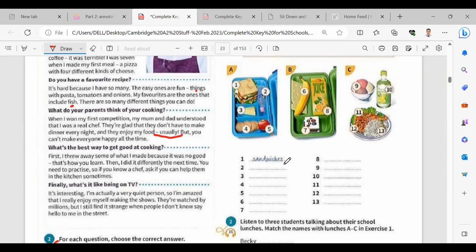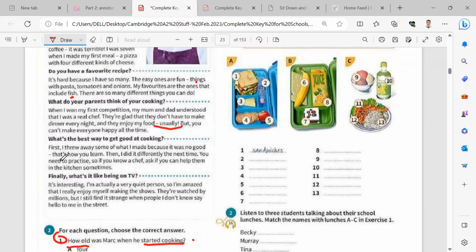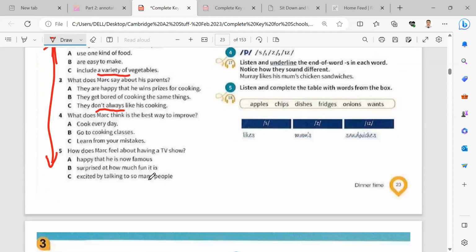That's it. So here, as he mentioned, first I threw away some of what I made because it wasn't good. That shows how you learn. It means what? He made a lot of mistakes. That's why he learned. Yes, he needs practice from his mistakes. Exactly. Yes, practice makes perfect. The last question, Nawaf. How does Mark feel about having a TV show?